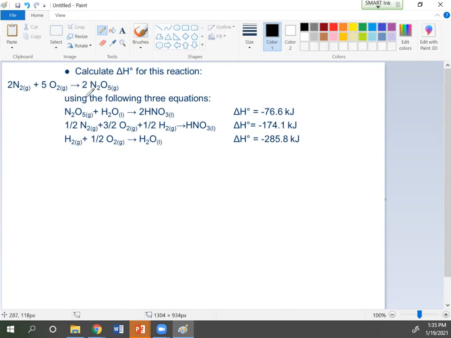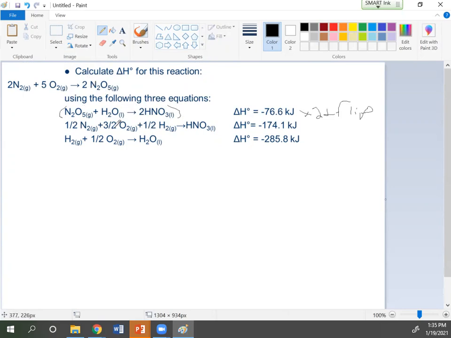How many N2O5s do I have in the reactant? So I need to multiply it by 2. So times 2, and flip. Multiply by 2 and flip. Does everyone understand why that happens? So that's all worth it, right?